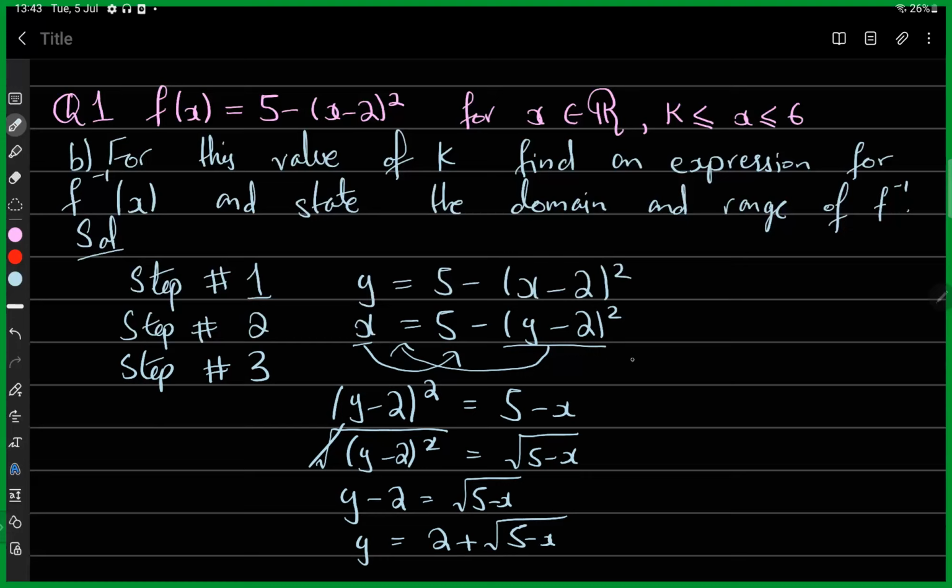And finally, at the end, I just need to write y as f inverse of x, because this was the question. So f inverse of x is basically going to be 2 plus root 5 minus x. Now please tell me anything that you were not able to understand while finding the inverse function. No, ma'am. Okay, very good.